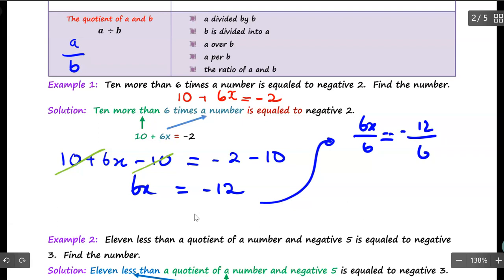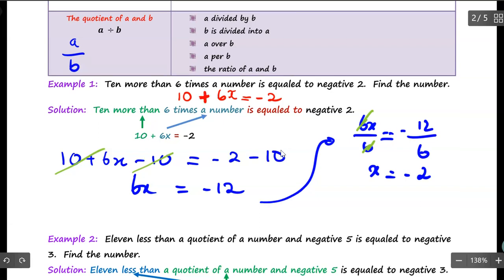Okay, so this 6 and 6 gone. I have x equal to negative 2. Okay, so let's double check. If I take negative 2, I multiply by 6, what do I get? I got negative 12. Negative 12 plus 10 here, I have it equal to negative 2. Okay, so it makes sense. So in the end, we can say that 10 more than 6 times negative 2 is equal to negative 2.